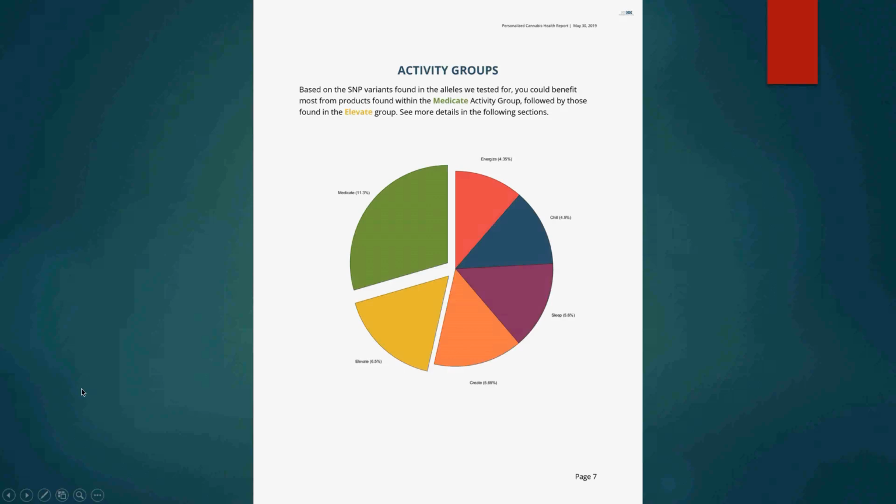It breaks down these activity groups. Remember those ones that we were talking about: medicate, energize, chill, sleep, create, and elevate, right?